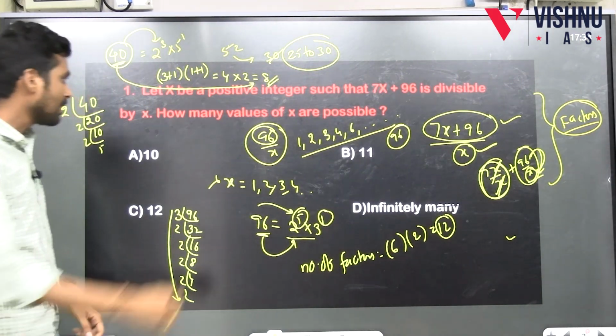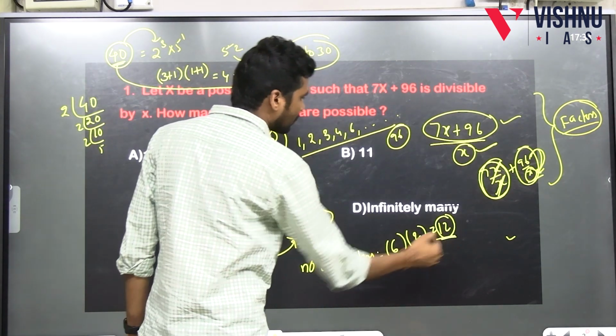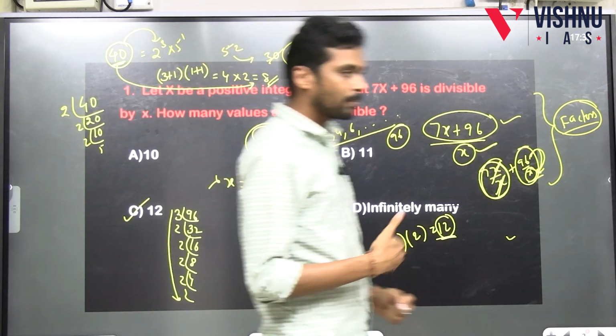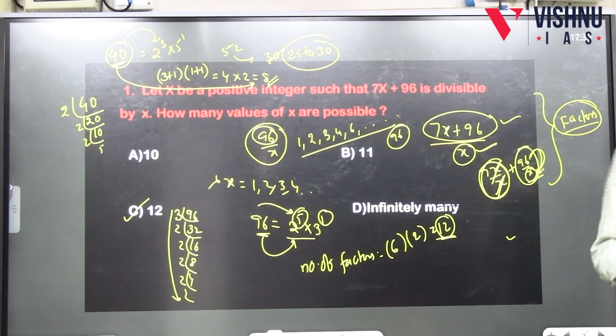Okay, so what is the answer? Anyways, for this we will get 12. So the answer is 12. Clear? So this is a concept of factors. When we discuss the factors, you will understand it clearly. Let's see the next one.